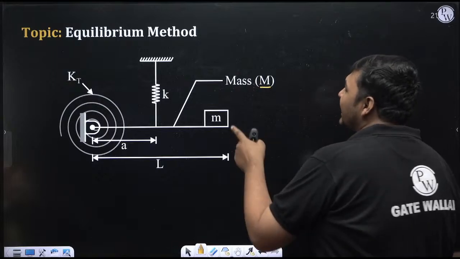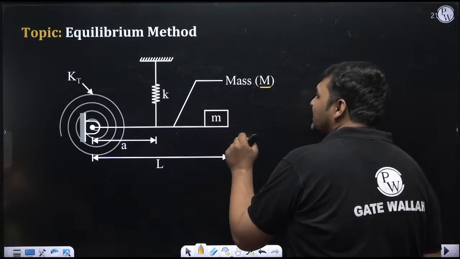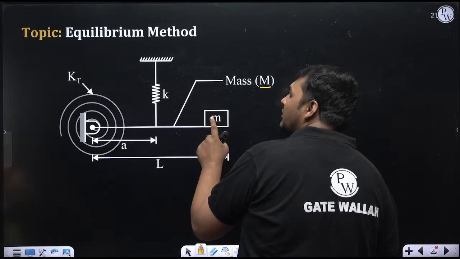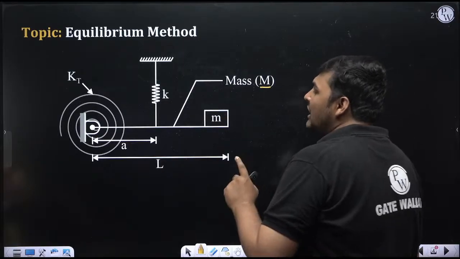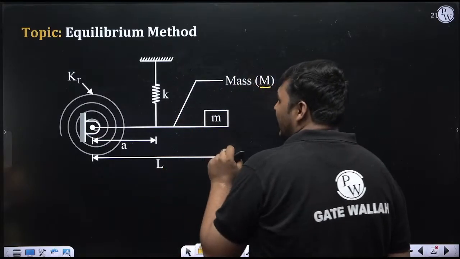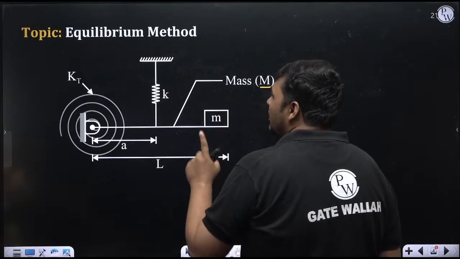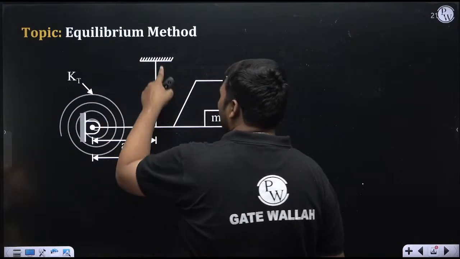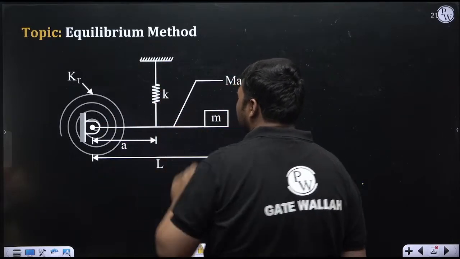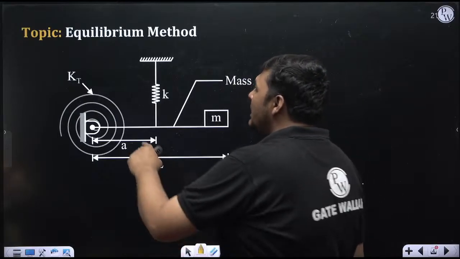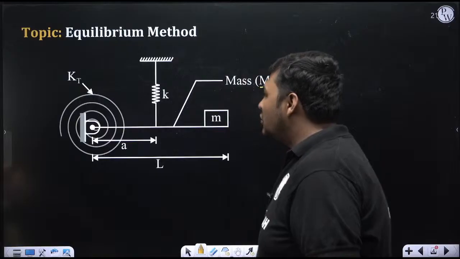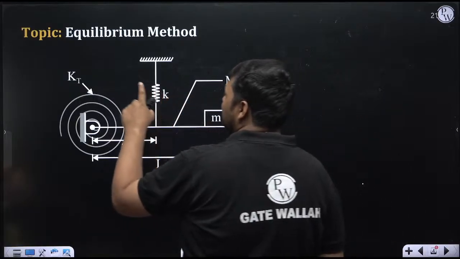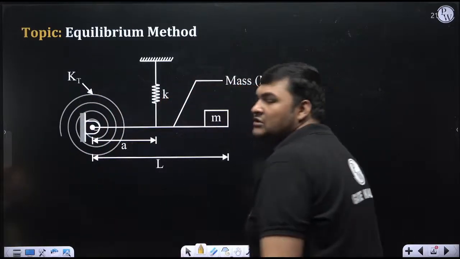Since it is attached at the free end of the rod, can I say indirectly it is also part of the rod because it is attached to the rod? Now to support the weight of this rod and point mass, we attach two springs. You can see this is a linear spring whose stiffness is K, and this is a torsional spring whose stiffness is KT.